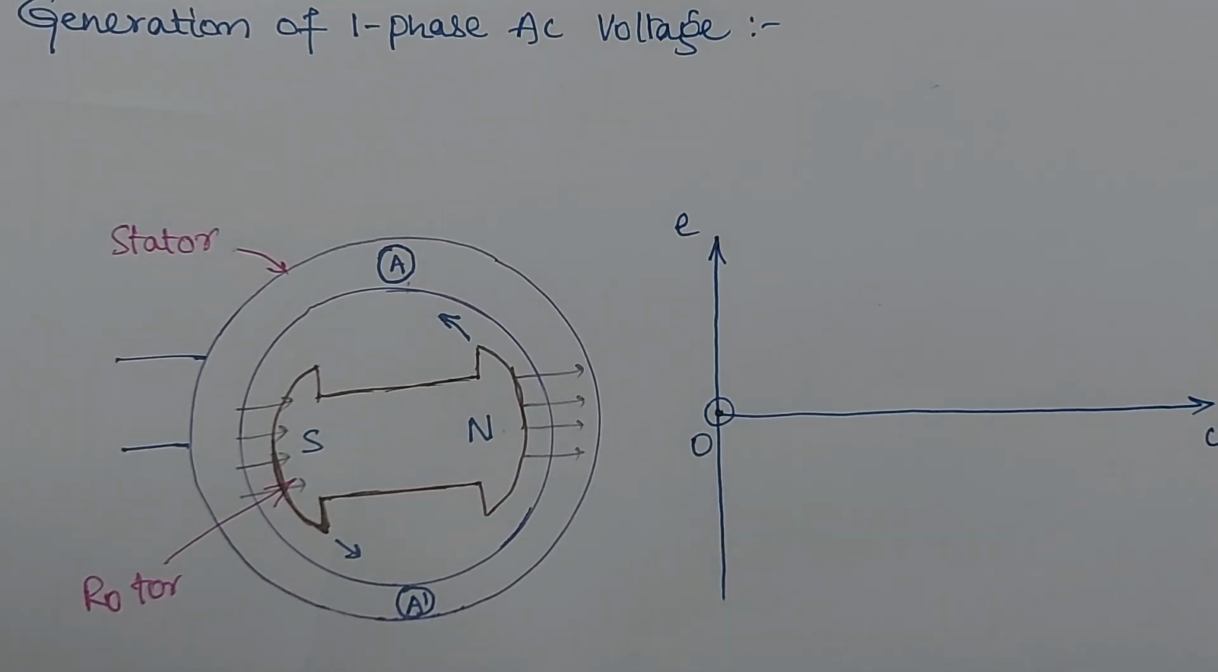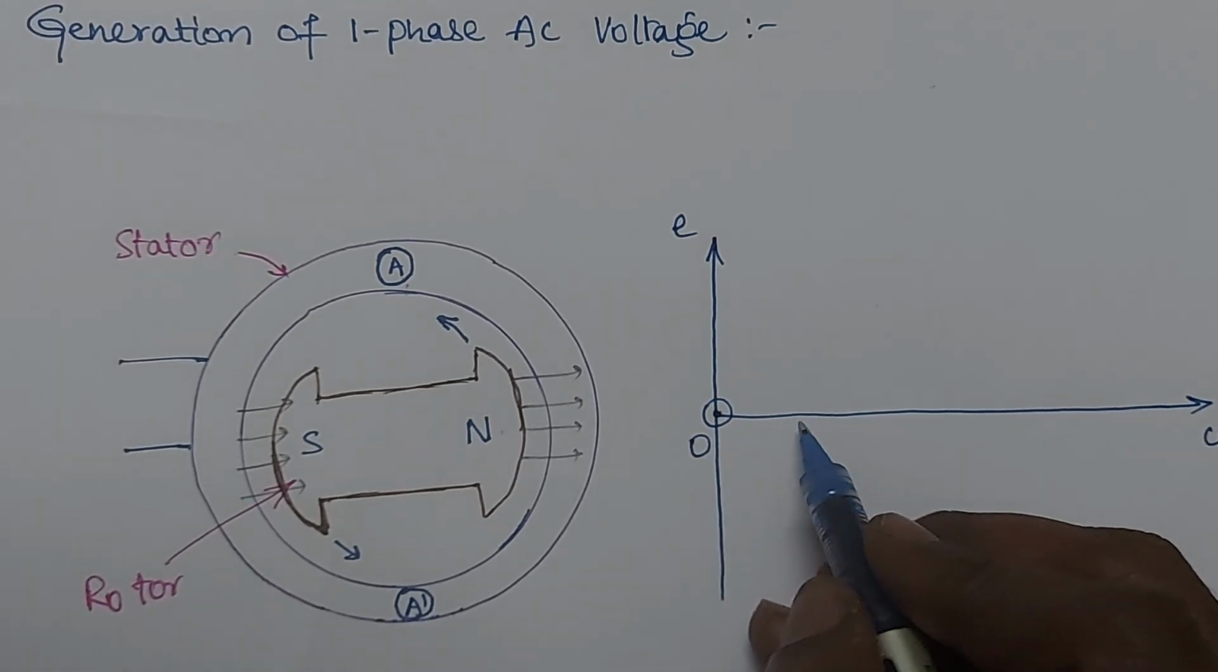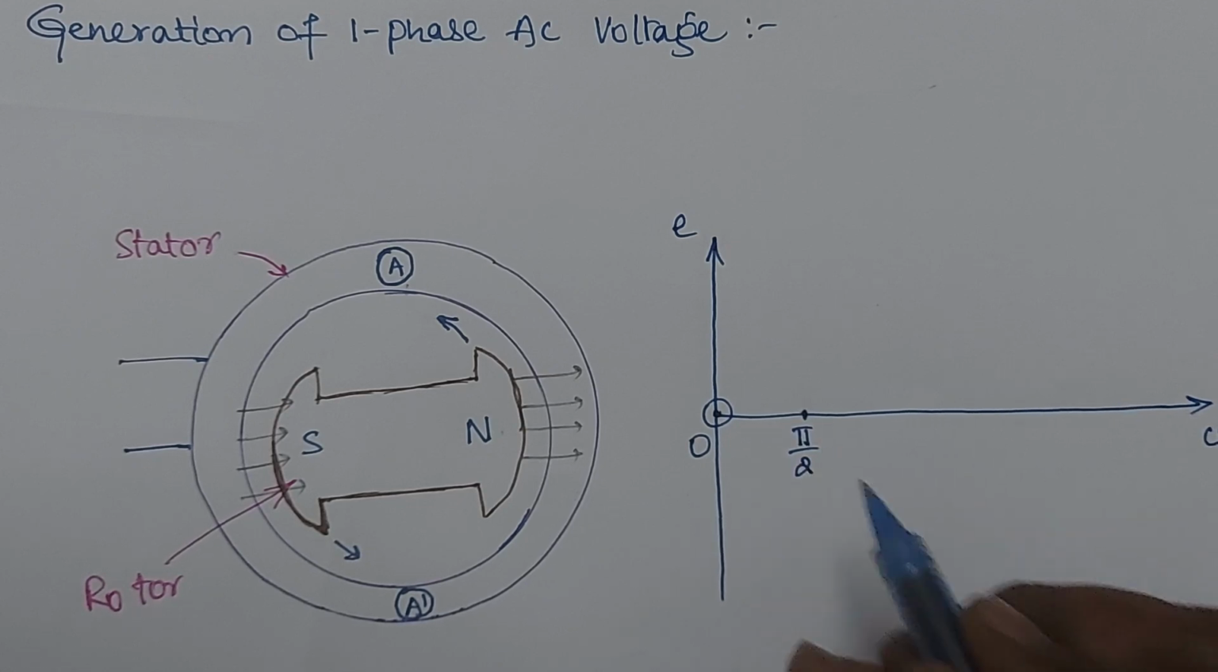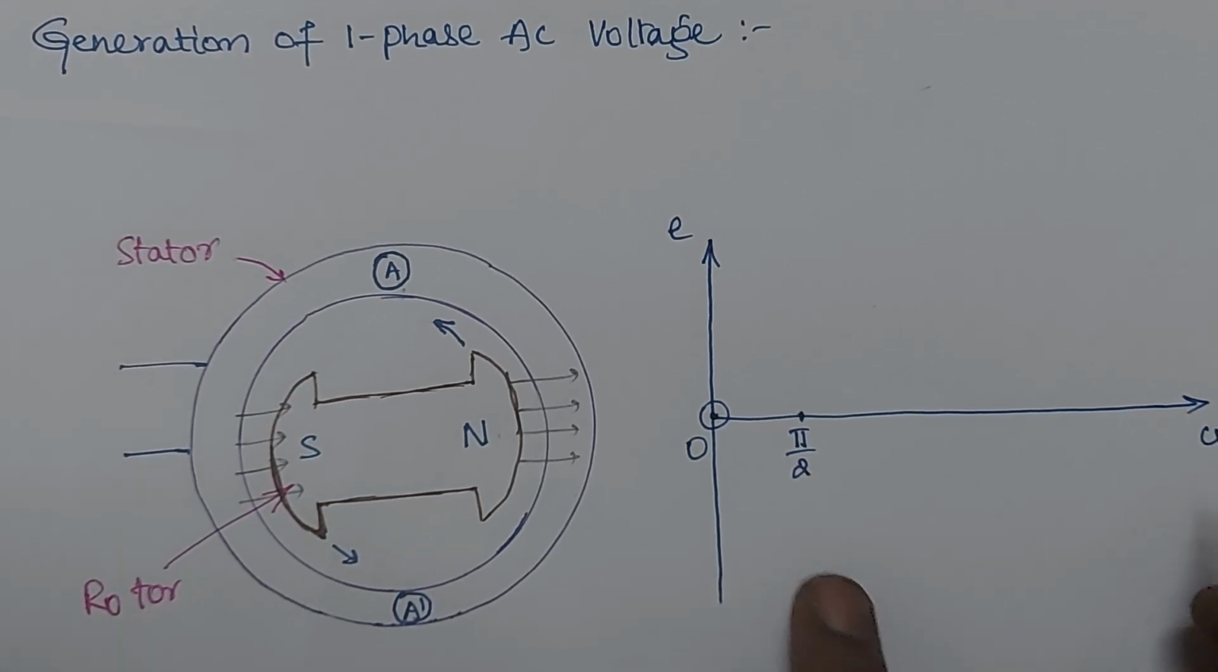Now I take that point, and when omega t equal to pi by 2, that is here, that is 90 degrees. In radians it is pi by 2.